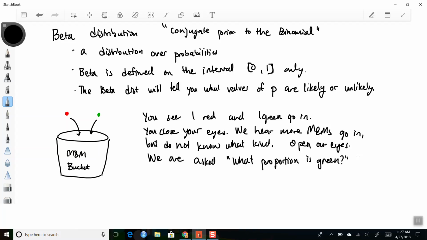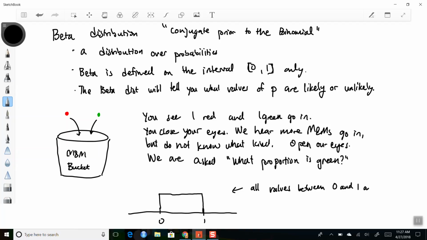Okay, and your answer is, I have no idea, and so our probability distribution defined over 0 and 1 will look like this. Basically, all values between 0 and 1 are likely. 0 and 1 are equally likely. So this is the uniform distribution, which is equivalent to the beta 1, 1 distribution.